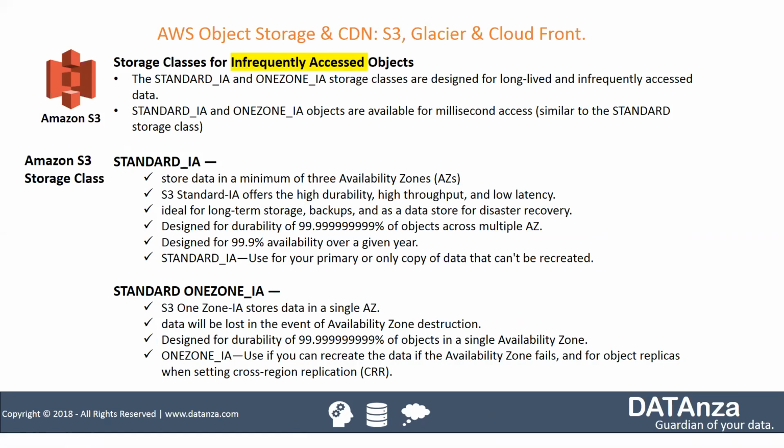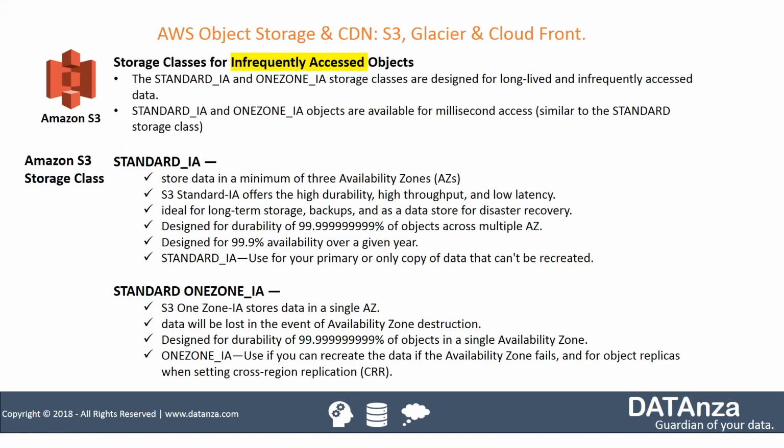It is designed for 99.9% availability over a given year. Use it for your primary or only copy of data that can't be recreated. So you cannot bear a data loss, and you always use standard underscore IA. Now if you talk about standard one zone underscore IA, this is a much cheaper option. Pricing wise, it offers a much lower price. But data will be lost in the event of an availability zone destruction.